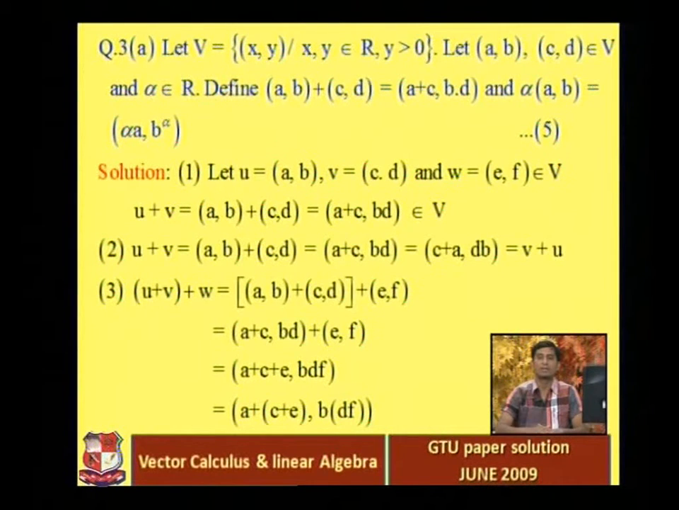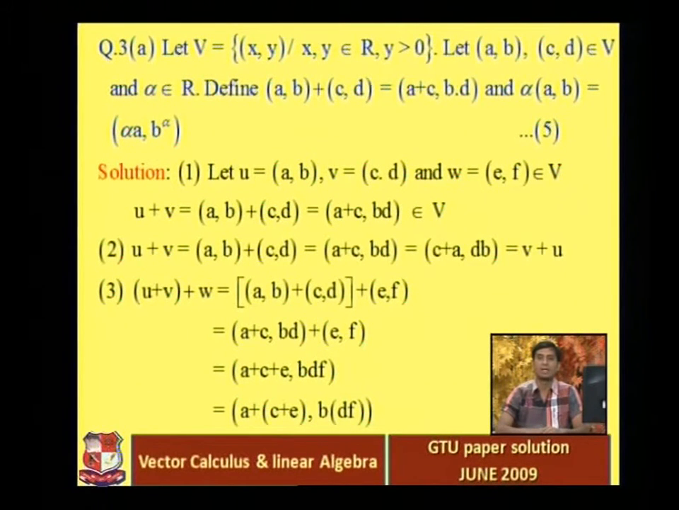0 is an additive identity of the given set. Next one is the additive inverse, that is u plus minus u. We can find such minus u belonging to V, where V is a set, such that u plus minus u is equal to 0, where 0 is the identity element. So if these five conditions are satisfied, then we can say that the given set satisfies all the first five conditions for addition.